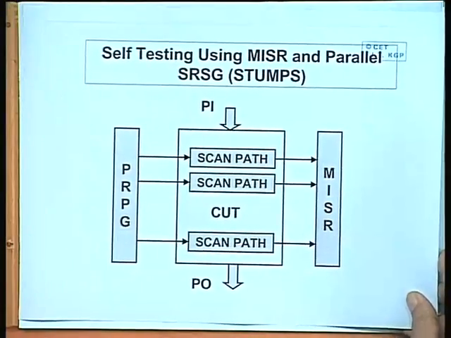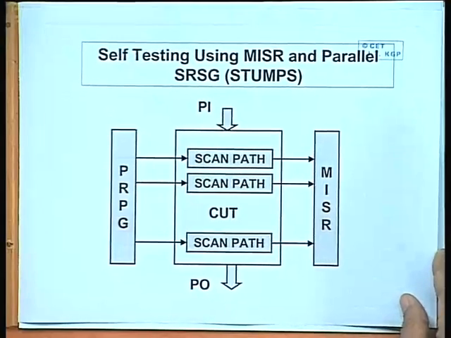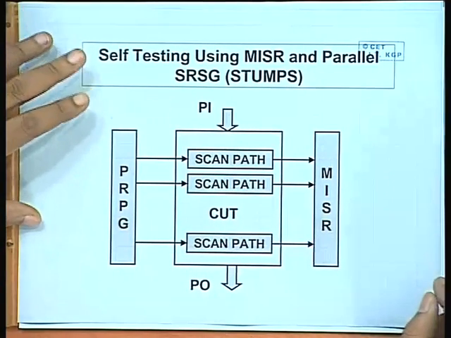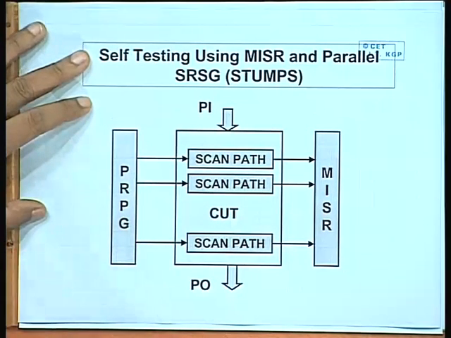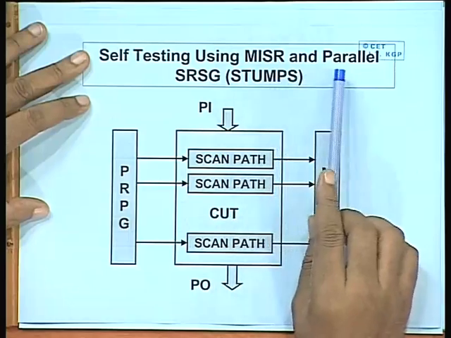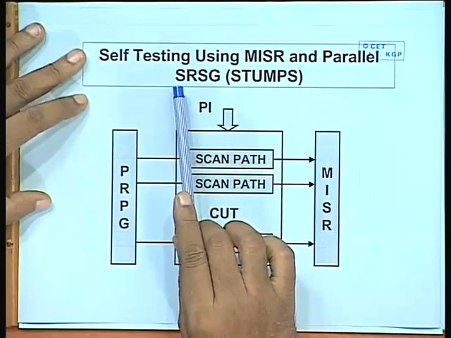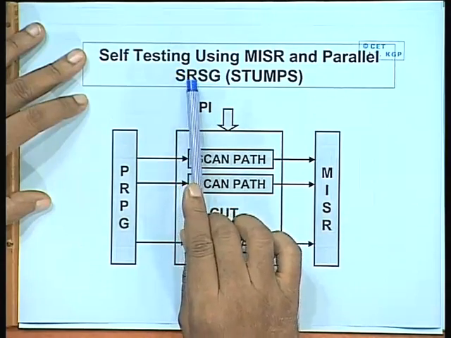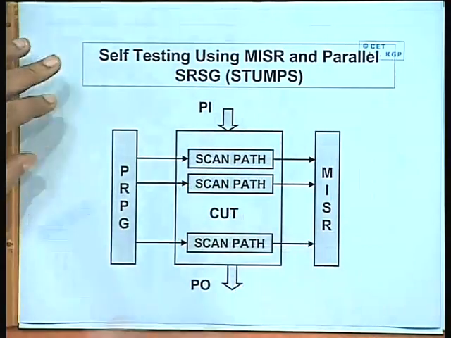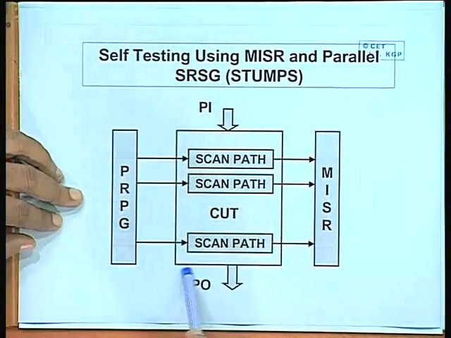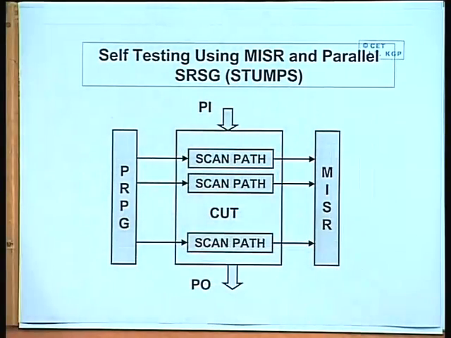This is a structure called STUMPS. STUMPS stands for self-testing using multiple input signature register and parallel, well, SRSG is serial random sequence generator, STUMPS. So, here the architecture looks like this.